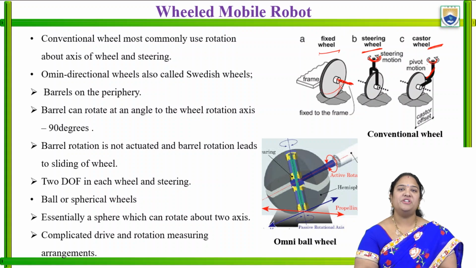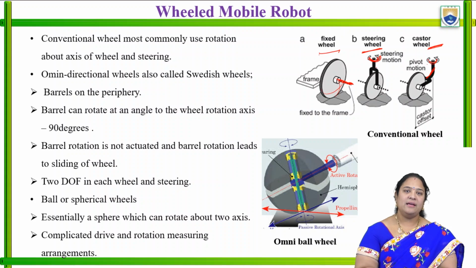That is, the conventional wheel is most commonly used for rotating about the axis of the wheel as well as the steering. That is, when the axis of the wheel and the steering is moving, the conventional type of the wheel rotation will be taking place. It is most commonly used for rotation about the axis of the wheel and steering.